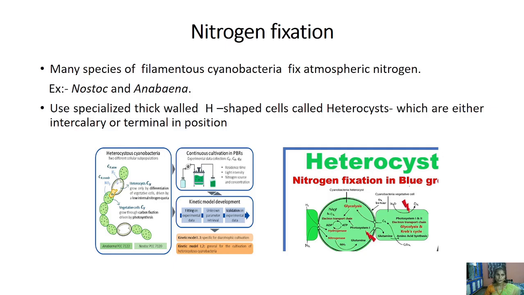Coming to nitrogen fixation. Many species of filamentous cyanobacteria are able to fix atmospheric nitrogen and give plants the usable form of nitrogen. This is possible because they are provided with specialized thick-walled, H-shaped cells called heterocysts, which are either intercalary or terminal in position. So nitrogen-fixing cyanobacteria examples include Nostoc and Anabaena.